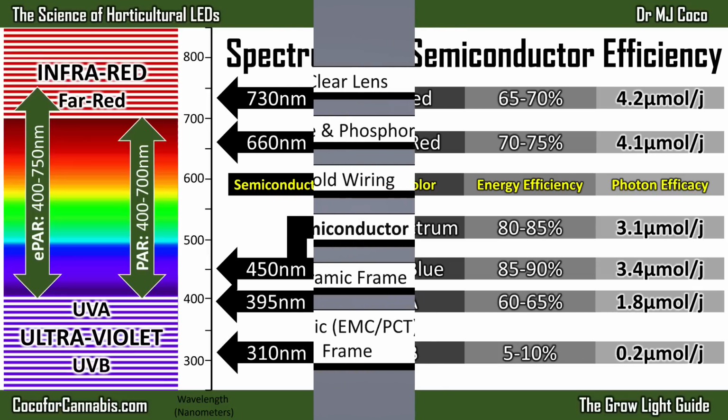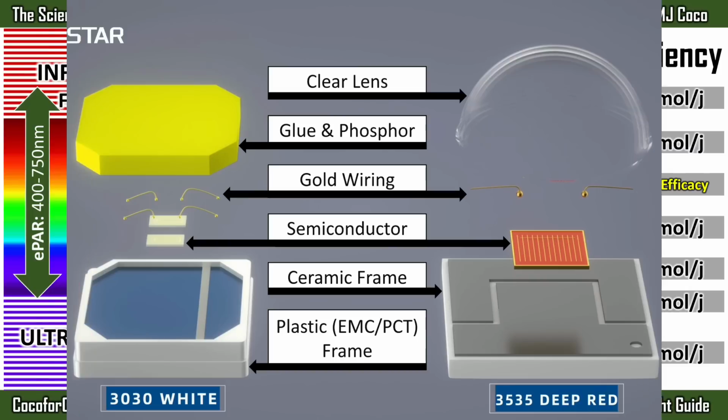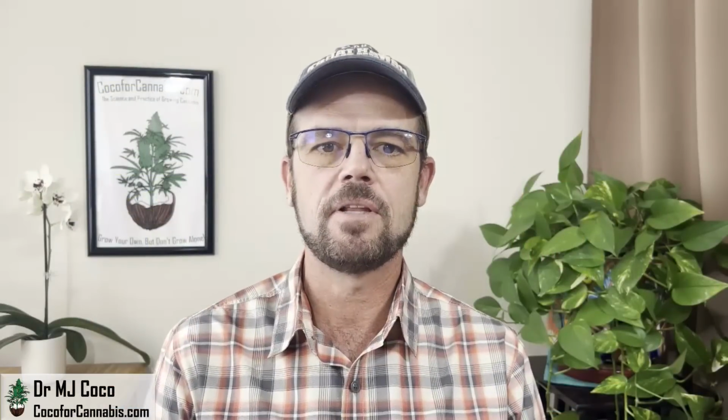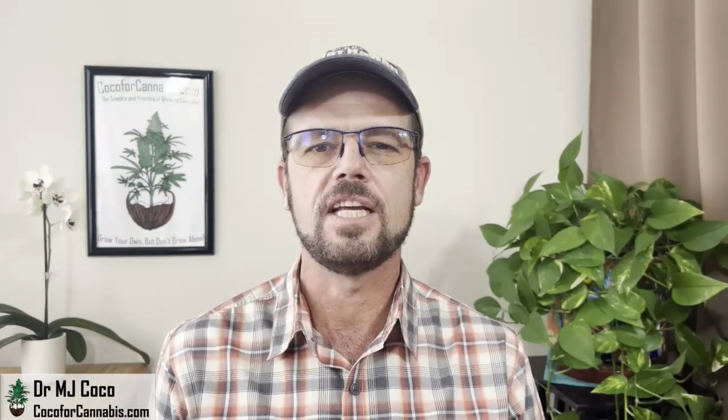Besides the semiconductor itself, the other components will have a minor impact on efficiency. The next most important component is the frame. A plastic frame is always cheaper, but a ceramic frame will dissipate the heat better. And since they stay cooler, diodes with a ceramic frame are more efficient. The glue and the phosphor in the glue will have some impact on efficiency, as will the quality of the wiring.